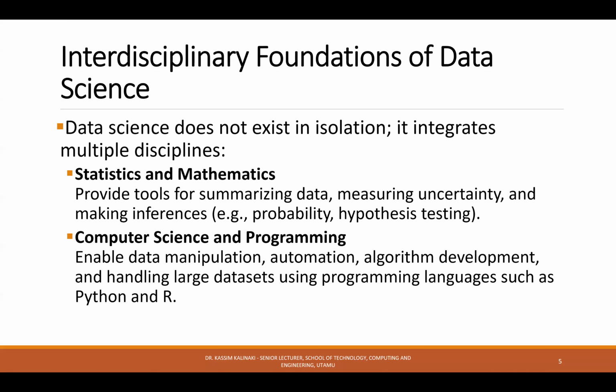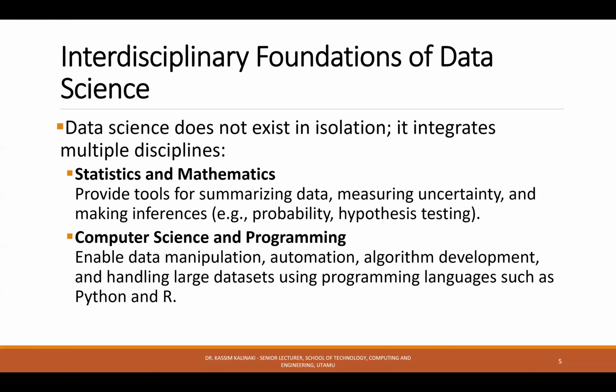Now, this is the interdisciplinary foundations of data science. Which fields are involved here? We have mathematics and statistics: things like summarizing data, measuring uncertainty, making inferences like probability, hypothesis testing. All this is part of data science.